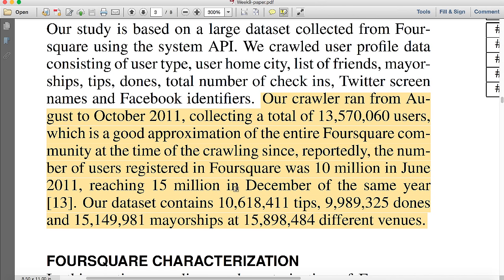The total number of tips that are available in the data set is about 10 million. The total number of dons is about 9 million. The mayorships are about 15 million. And the different venues that are available are about 15 million again.